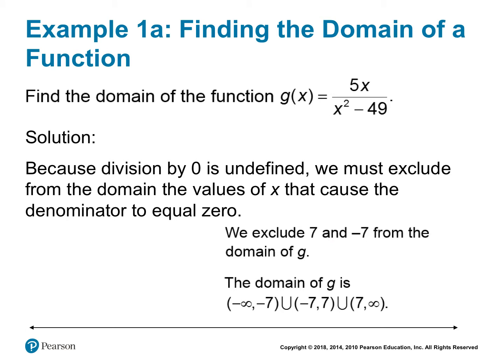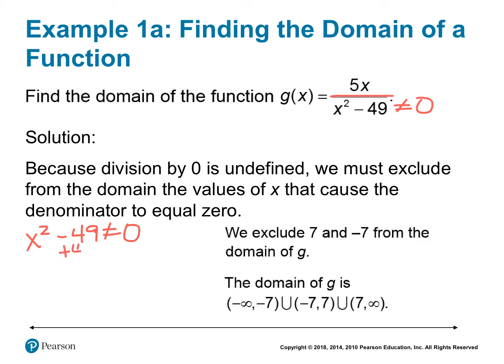So here's an example. It wants us to find the domain of this function, g of x equals 5x divided by x squared minus 49. The solution is below. It says because division by 0 is undefined, we need to exclude anything from the domain that would give values of x that cause the denominator to equal 0. So let's just look at the bottom: x squared minus 49 cannot equal 0.